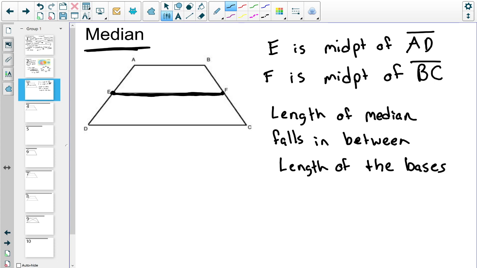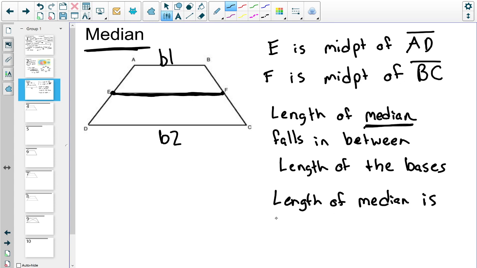As you can see, if we call the top one up here base 1 and the bottom one base 2, you can see that the legs come down in a slant. And the farther those legs come down, the bigger the line segment from side to side would be. So the length of the median is always going to fall in between the lengths of base 1 and base 2. In fact, it is the average. So the length of the median is the average of the base lengths.